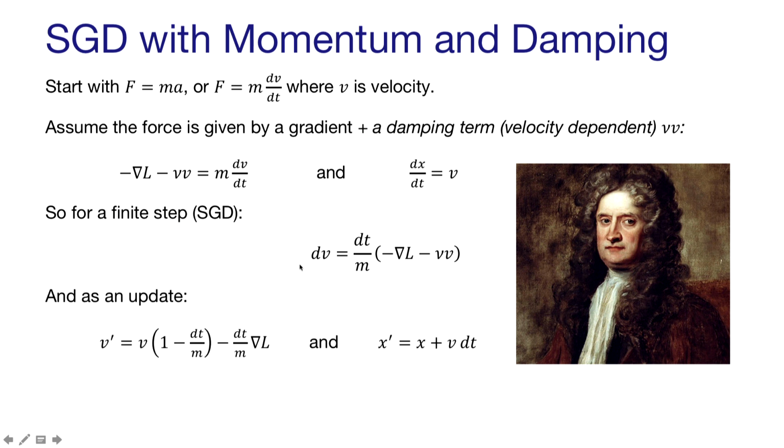And if we want to write it as a complete update for velocity and position, then the new velocity, after we do an update, is the old velocity times 1, because we're adding dv to v to get v prime. Just to be clear, v prime is not a derivative. It's just the value after doing the update. So it's the old v plus this change, this dv, which is this thing over here. And that's the term over there.